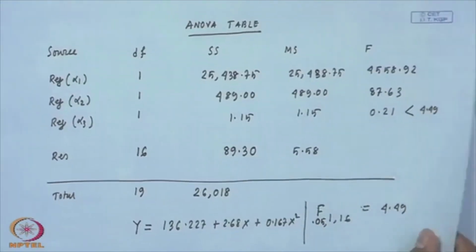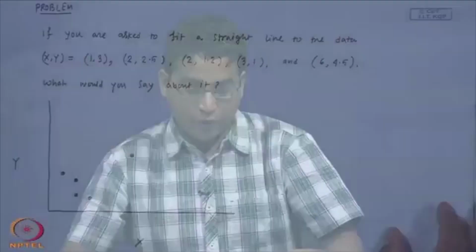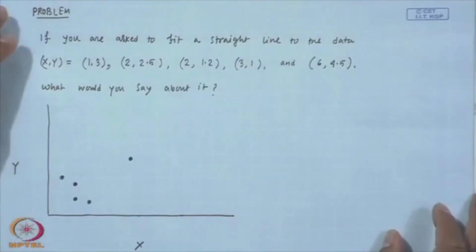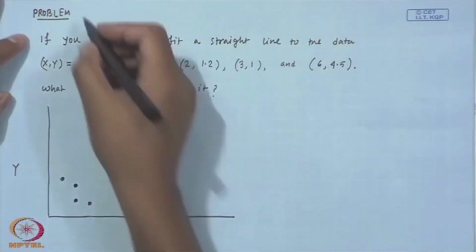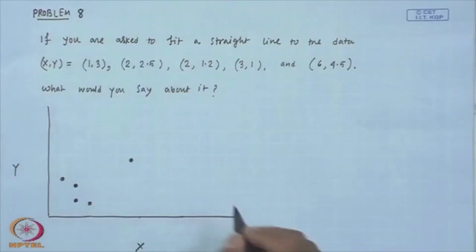Okay. So, this is the problem we talked about from polynomial regression, and next let me talk about one more problem. I do not know what is the number, this might be 8. Okay.